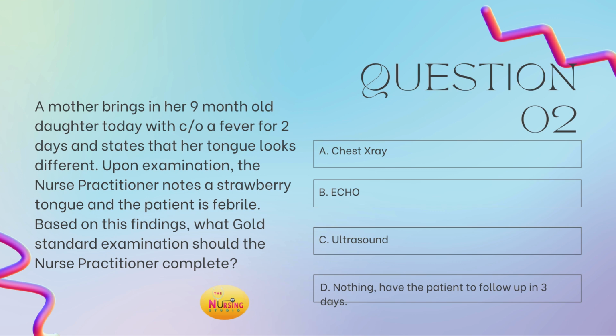Is it A, a chest x-ray, B, an echo, C, an ultrasound, or D, nothing, just have the patient follow up in 3 days? Take a moment and tell me what you got in the comments.